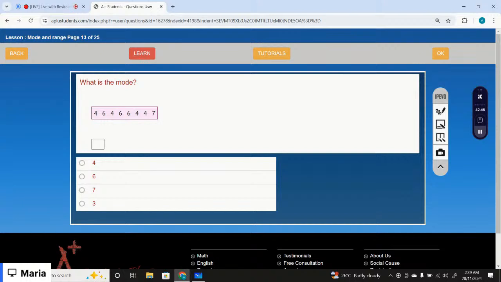What is the mode? The mode is 4. Option number 1 is the correct option. Okay, you can complete the lesson by yourself later today.